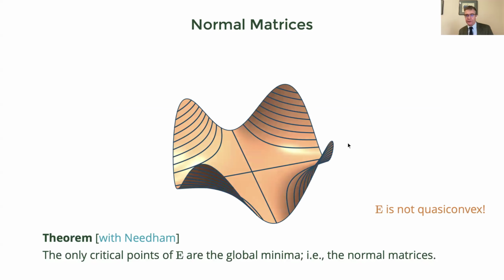But it's kind of surprising because this function is not convex. In fact, it's not even quasi-convex. So it has this feature that the only critical points are the global minima, but it's not convex or even quasi-convex. This is a picture. The global minima are basically the two axes that you see here, and this is a restriction of this function to a class of 2x2 matrices. You see the normal matrices, the symmetric ones and the skew symmetric ones, in these two axes at the bottom. But you can see that the sublevel sets are not convex.